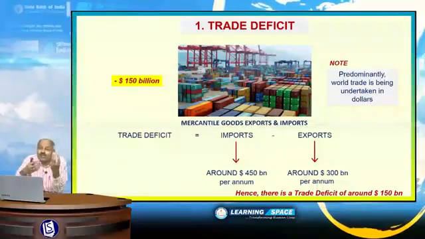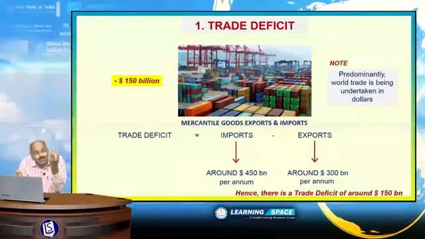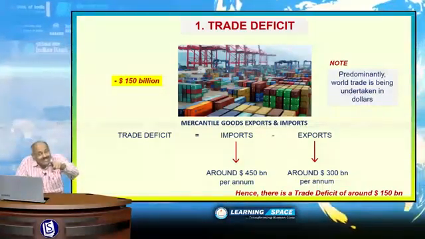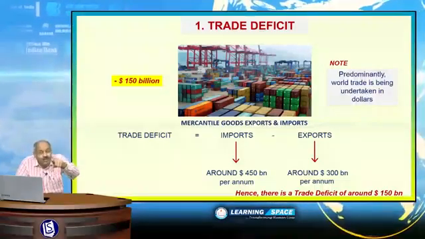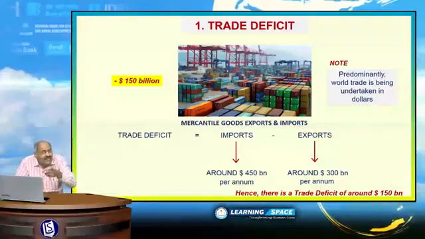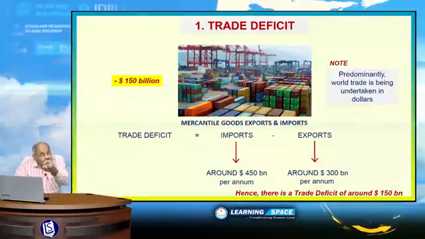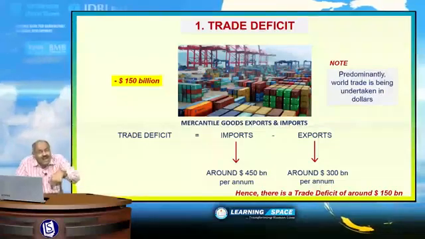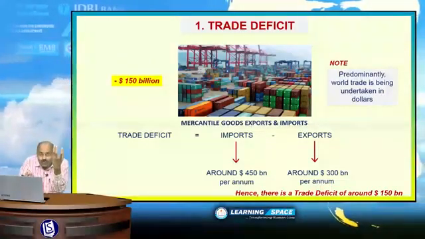That means our imports are more in comparison to exports, predominantly due to one major reason, that for oil we are mostly dependent on imports. 77% of our oil requirements are met through imports. That is the main reason our imports are more than exports.